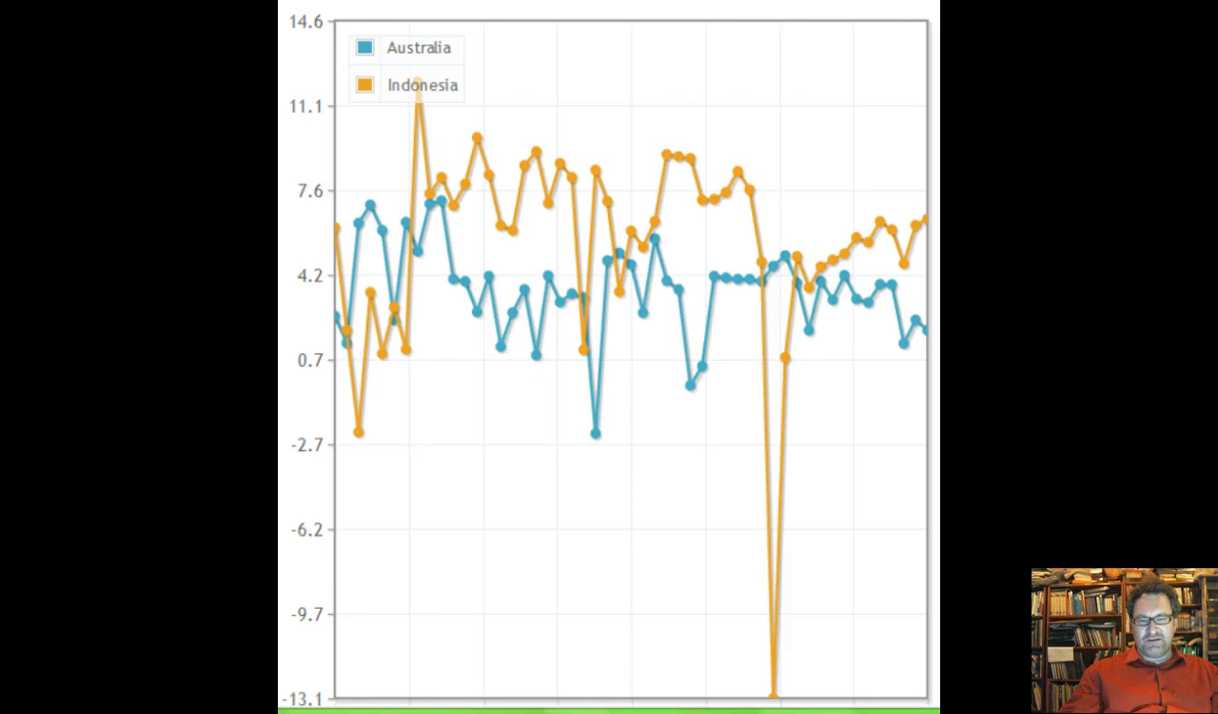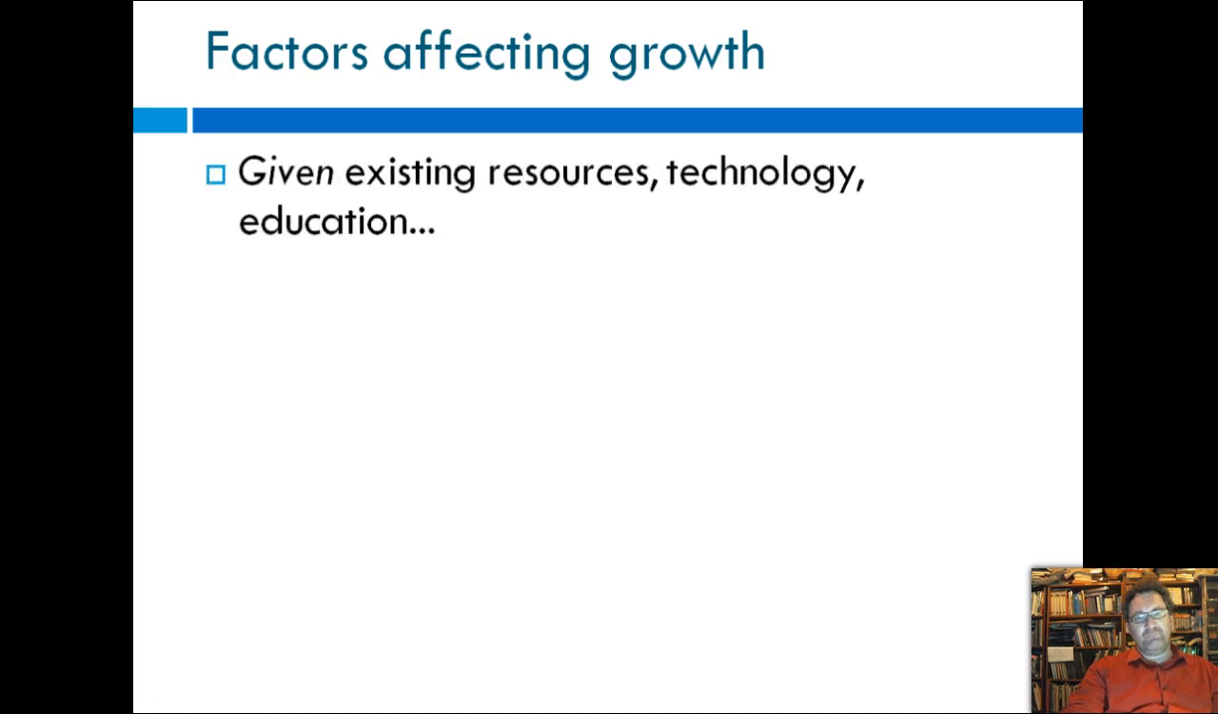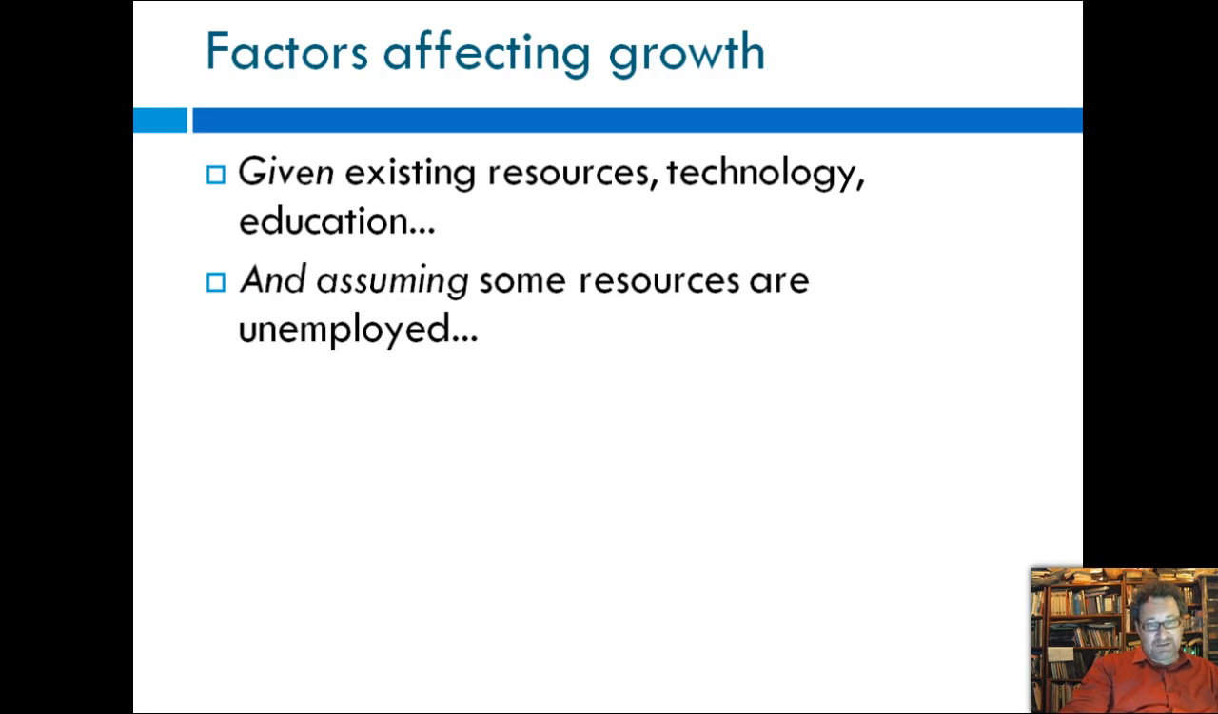So let's go back to our slides. So what are the factors that affect economic growth? What factors can cause an economy to grow faster, or slower, or shrink? Well, given the resources and the technology and the level of education that a country has, and assuming some of those resources are unemployed, you can increase output by employing more of those resources.